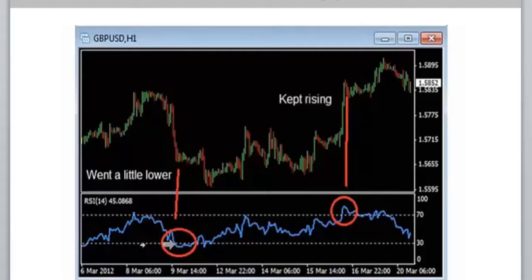So here's an example. Here's a chart of the pound dollar, where we saw the RSI went below 30 and went into this oversold level. However, it continued to drop another 40 pips. Additionally, we see that the RSI went above 70, but we had this big move in the pound dollar and it kept moving higher. So just because something gets overbought or oversold doesn't mean you're going to have a quick retracement.